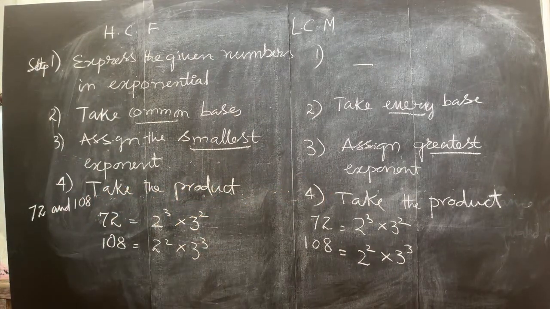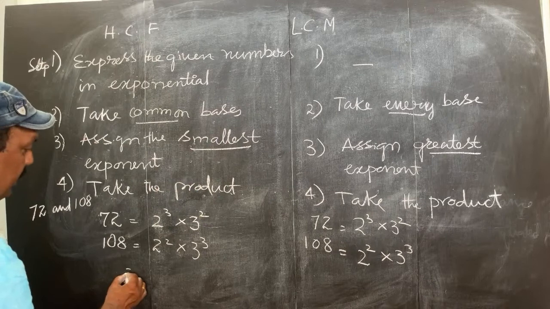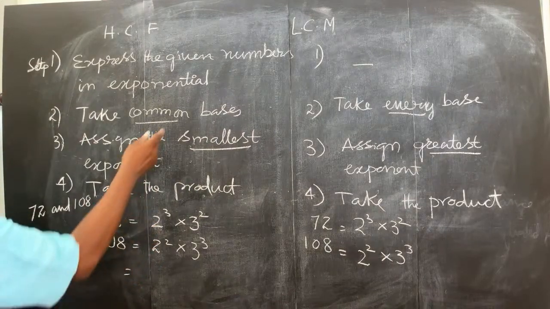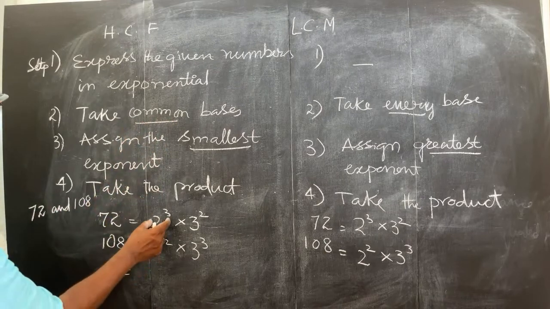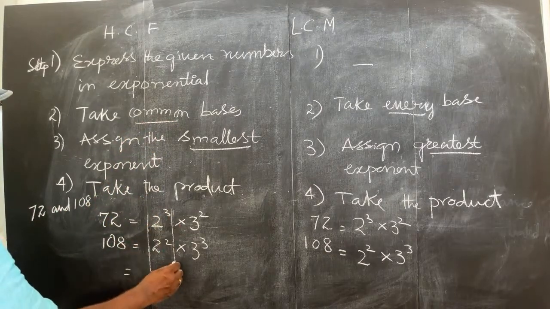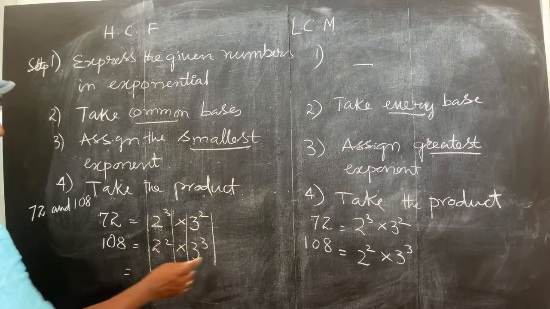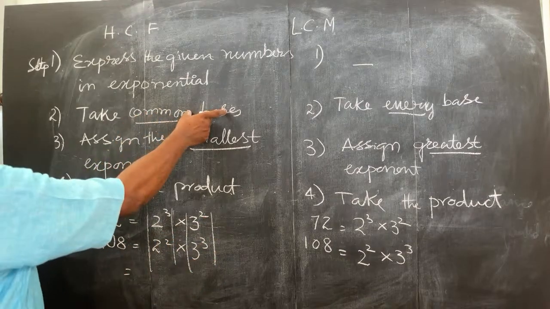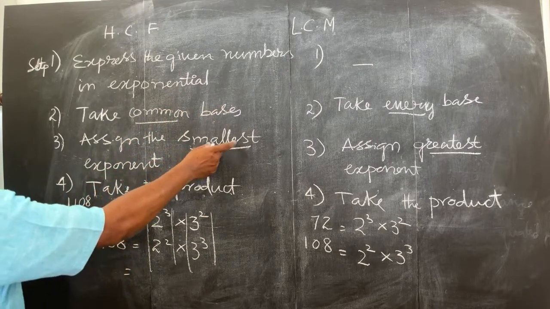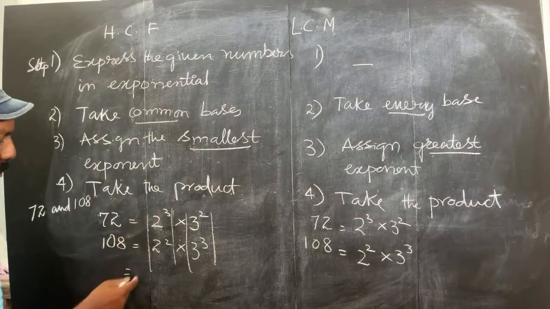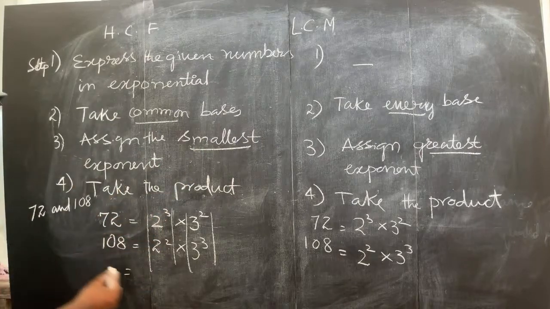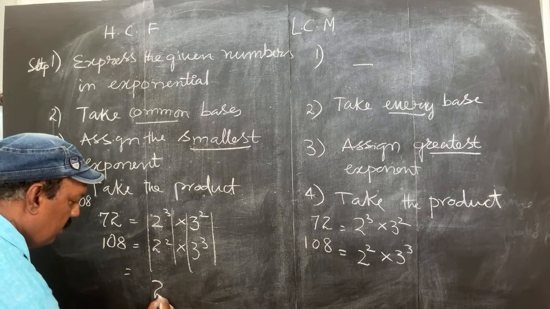Now, what else here? Here we assign the smallest. We got common bases here, and here also. But when we get the common bases, according to step number 3 and step number 4, we have to take only the smallest ones. In the common bases, which is the smallest? 2 square is smaller than 2 cube. So we have to take 2 square.